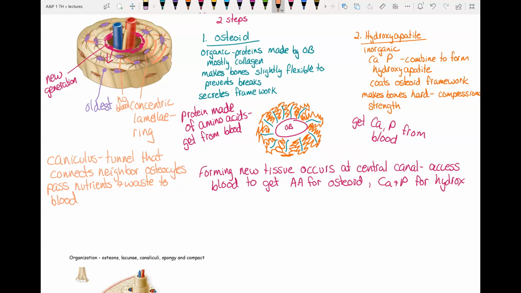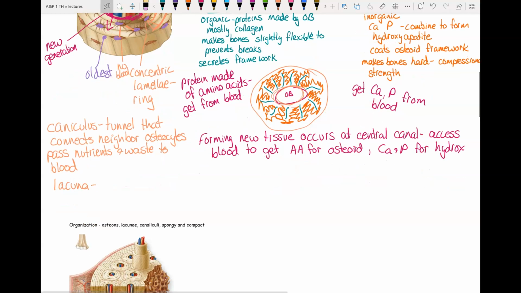And one more word to go here is lacuna. Always makes me think of Lion King when I say that word. But this is the little hollow spot where each osteocyte lives. So if you look back here in our picture, here's our osteoblast, and it built this matrix to surround itself, but it leaves itself a little cave here where it lives. So the lacuna is kind of the little cave where the osteocyte lives.